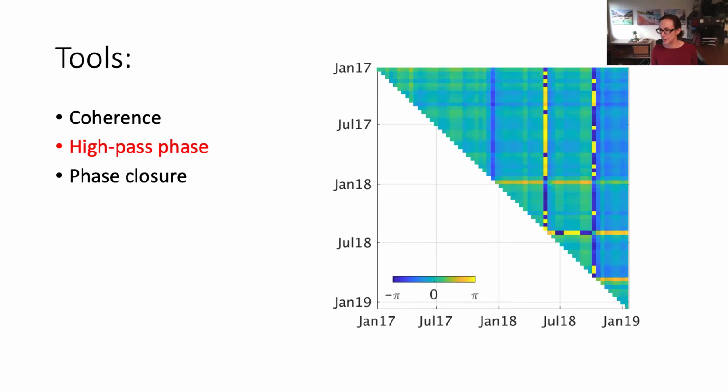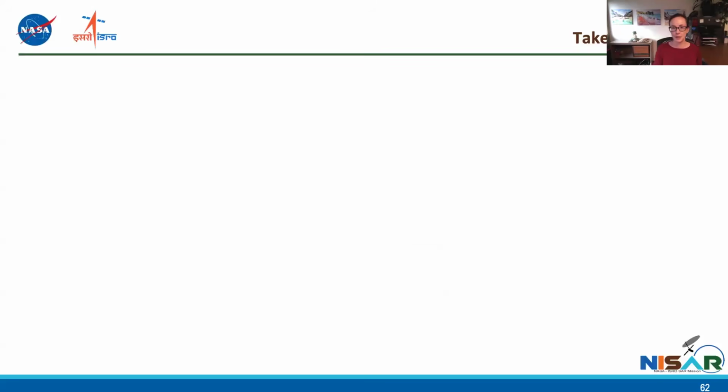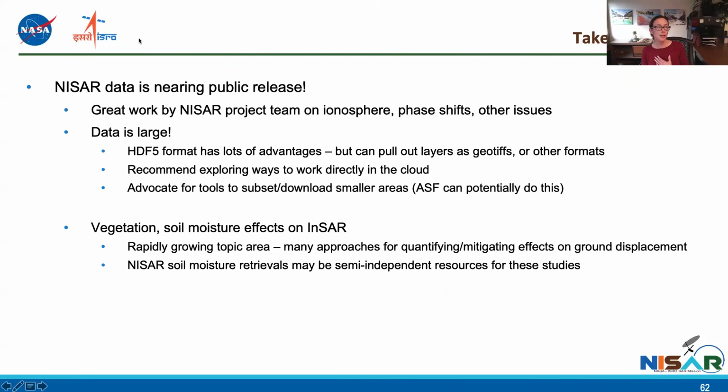And I don't have time to go through all of this. Sorry, I was over ambitious, but I will end with just an overview of what we can hope to see with NISAR. Again, it's nearing public release. We'll start seeing data free and open to the public at the end of February. The soil moisture product itself is going to be a little later than that, again, because we need a little longer time to do calibration and validation, but we hope to make that available as soon as we can.